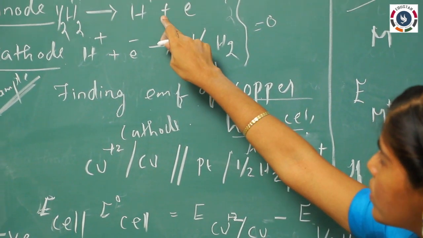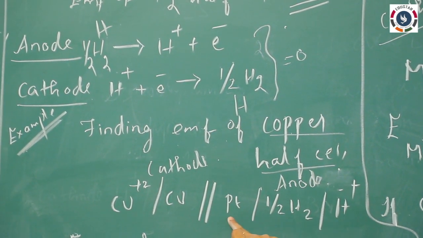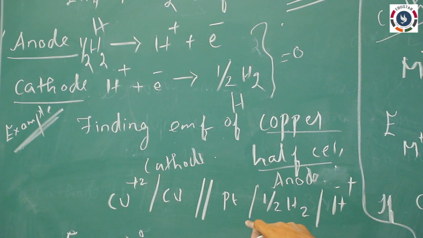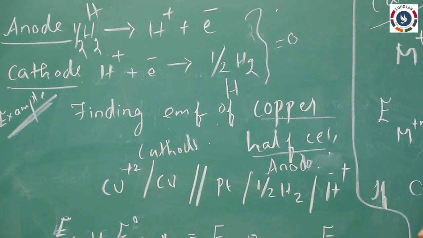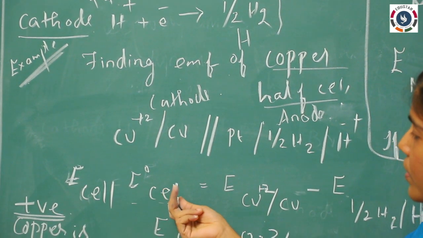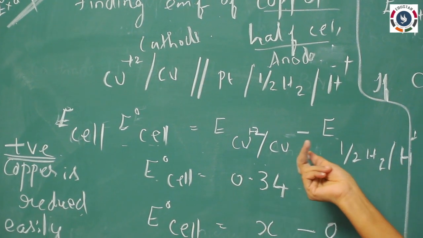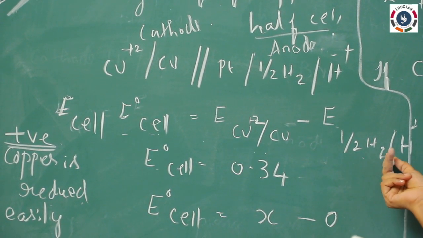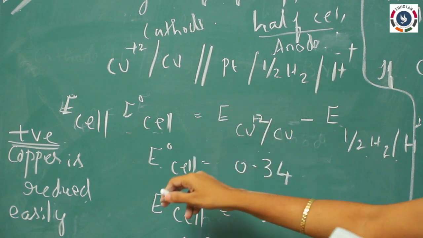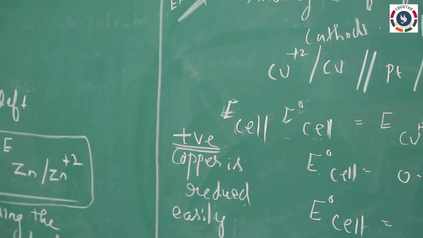So I have used the anode equation here. The platinum is also written because it is the platinum hydrogen electrode. Now I have written the formula: E naught of cell is equal to E of copper minus E of hydrogen, that is, E of right hand side minus left hand side, as we said earlier.